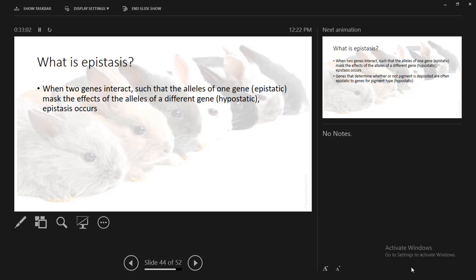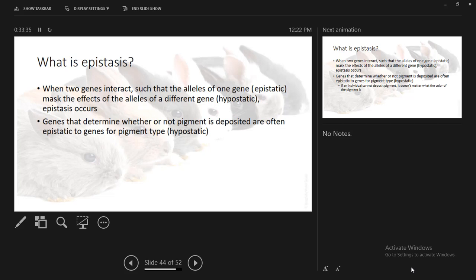Yeah, Levi. So with the example of male pattern baldness. Yeah, male pattern baldness is certainly not a single gene. But, sorry, would it still be considered epistatic even? Yes, even if it's not a single gene. Then you would have to say these suites of genes that might all cause male pattern baldness would all be epistatic to the hypostatic gene of a widow's peak. And I don't even know if a widow's peak is determined by a single gene or not. So yeah, genes that determine whether or not pigment is deposited are oftentimes epistatic.